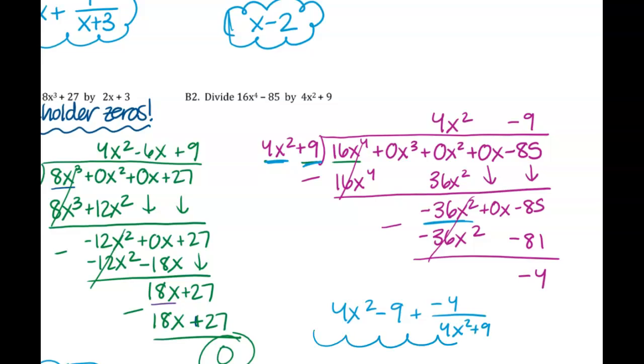You could have also said 4x squared minus 9 minus 4 over 4x squared plus 9, and that would have been fine as well. Tomorrow we will do synthetic division, so please only do the first part of the homework where you're asked to do long division.